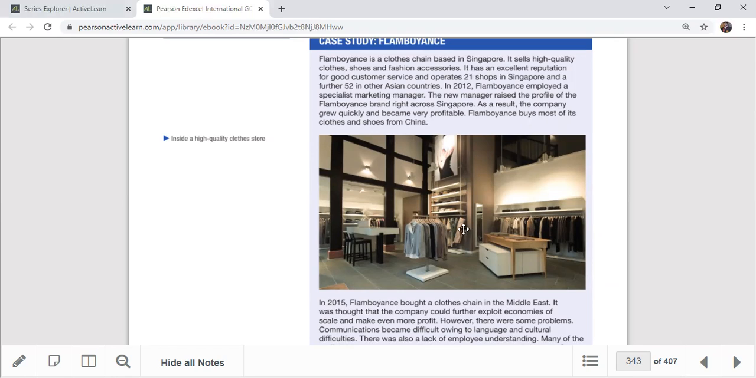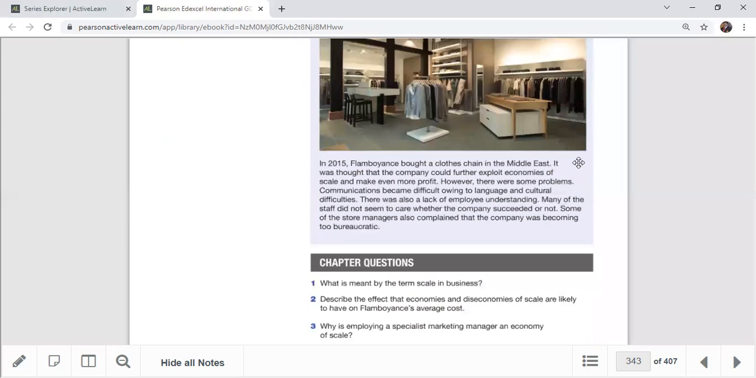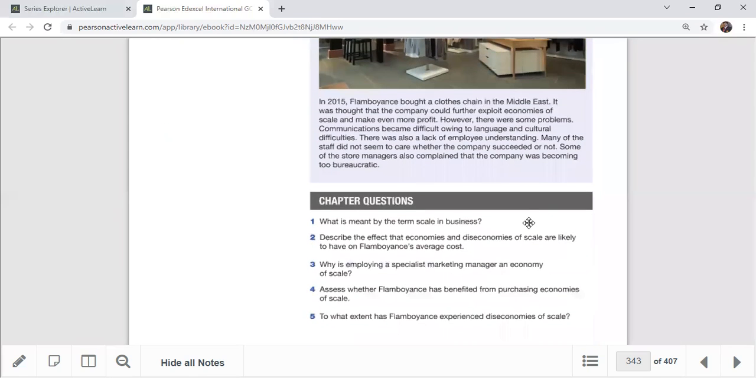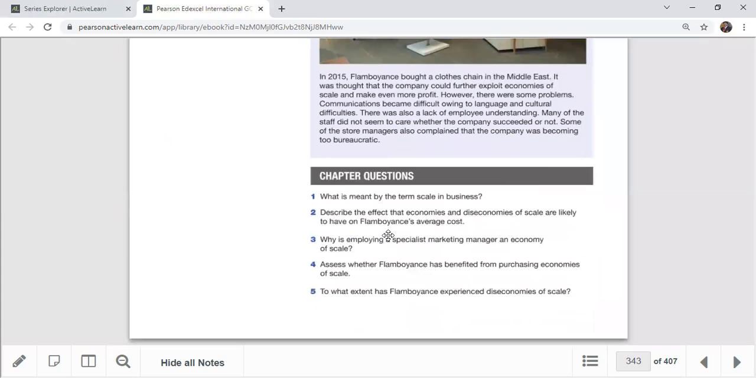Okay, so they're asking a couple of questions. First question: what is meant by the term scale in business? Second: describe the effect that economies and diseconomies of scale are likely to have on Flamboyance's average cost. Third question: why is employing a specialist marketing manager an economy of scale? Yes, it's a managerial economy of scale.